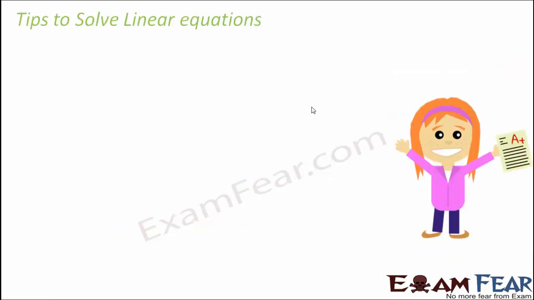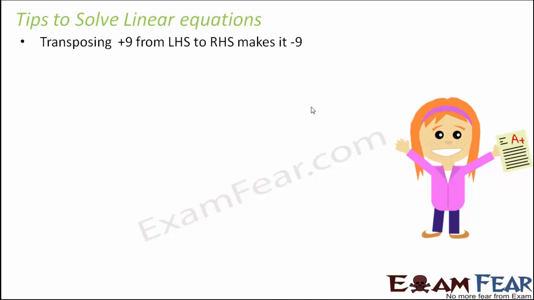Now we will talk about some tips to solve linear equations quickly, because here we saw that we multiplied on both sides, we subtracted on both sides, we divided on both sides. So let's look at some tips so that we can do all these operations very quickly. The first thing that we need to remember is, whenever we are transposing a number from left hand side to right hand side, or from right hand side to left hand side, the sign changes. That is, a plus 9 becomes a negative 9, and a negative 9 becomes a plus 9.